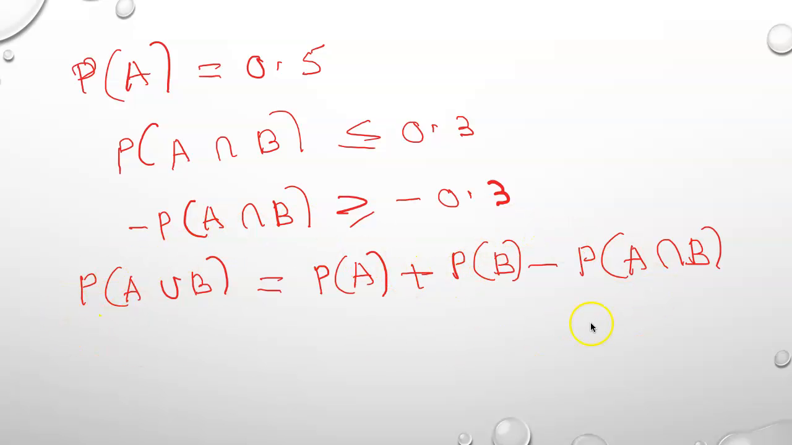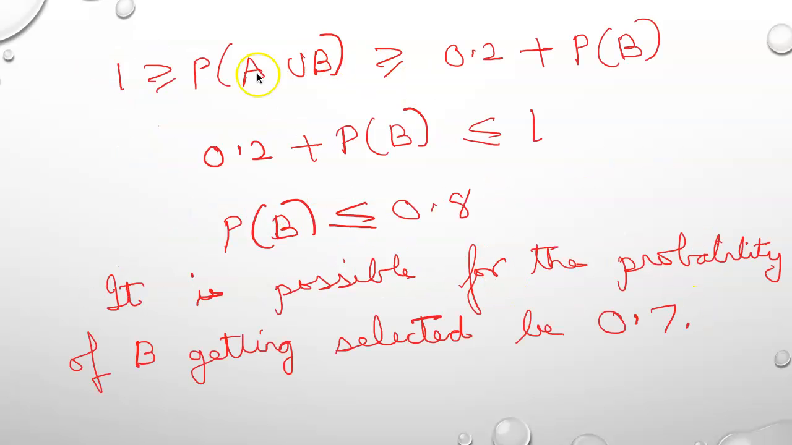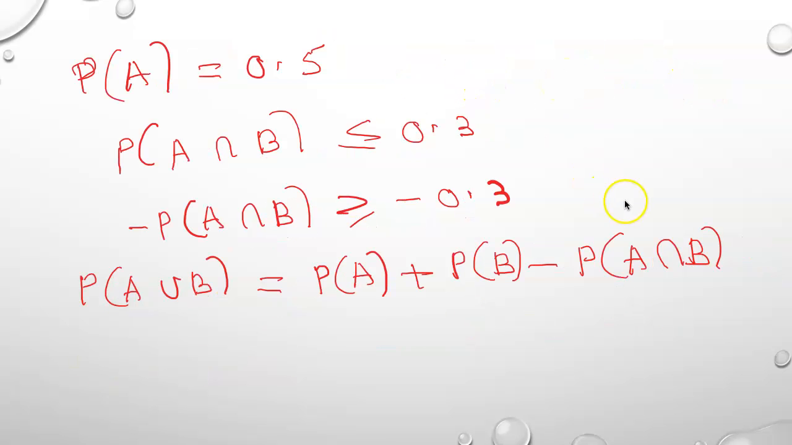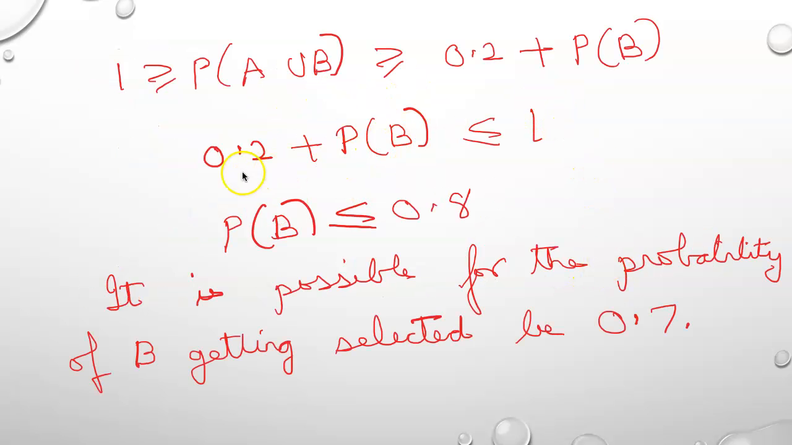And we have the formula of probability of A union B as probability of A plus probability of B minus probability of A intersection B. So we have probability of A union B is always less than or equal to 1. Why is that? Because the maximum probability is less than or equal to 1. And this will be greater than or equal to 0.2 plus probability of B. Because we are given that probability of A is 0.5. So 0.5 minus 0.3 is 0.2. So I have 0.2 plus probability of B less than or equal to 1.